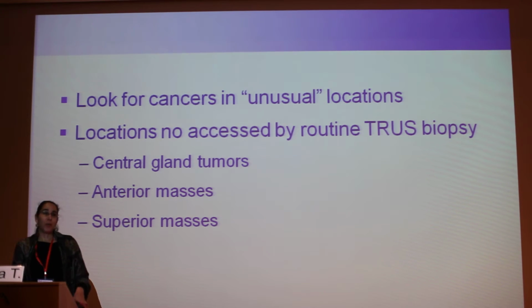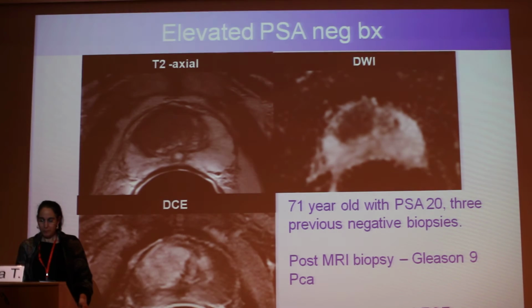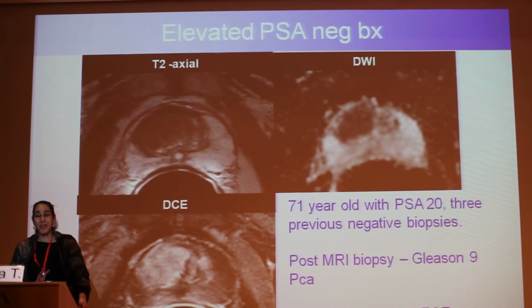Now when we perform a transrectal ultrasound-guided biopsy, most of the samples are taken from the peripheral zone of the prostate gland, mostly in the lateral and posterior portions. The needle does not transfer through the whole prostate to the anterior portion. It does not reach the very superior elevated portions of the prostate gland, and most of the central gland is not covered by a routine prostate biopsy. So we're looking for central gland tumors, anterior masses, and superior masses that were missed on the biopsy. And we find them, not always, but often.